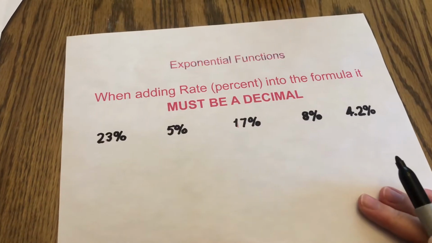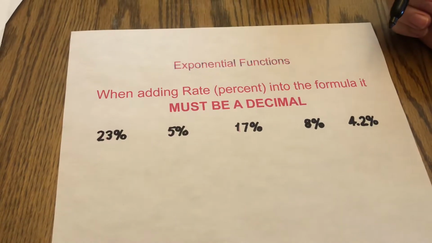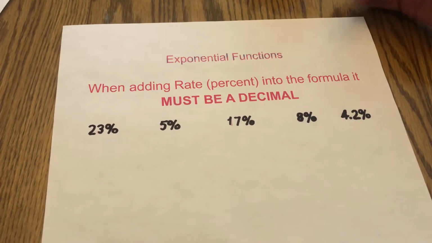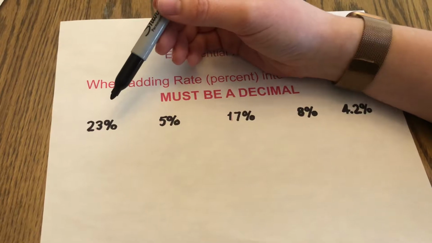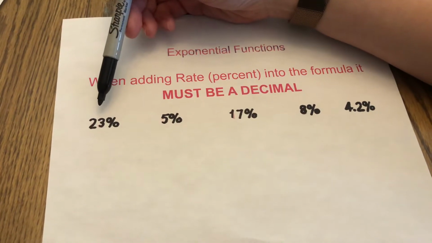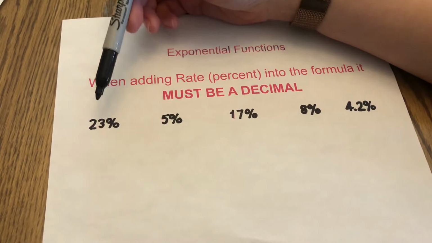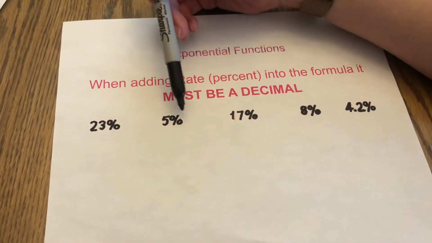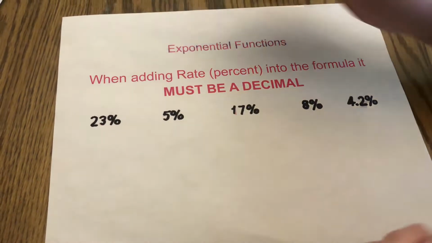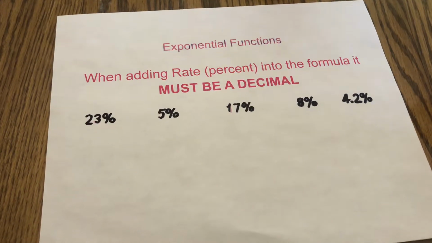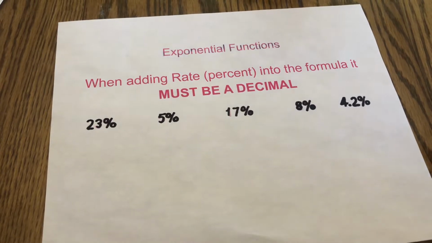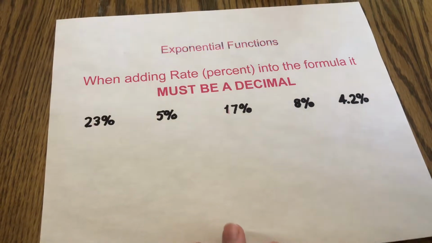Okay? Now, before we get into some examples, just one last thing that you have to keep in mind. Whenever we're dealing with using exponential functions, your rate or that percentage must be written as a decimal. You can't just put 23% into a problem. It has to be 23% written as a decimal, 5% written as a decimal, and so on, right? So to change from percent to decimal, all you have to do is move the decimal place over 2 units.